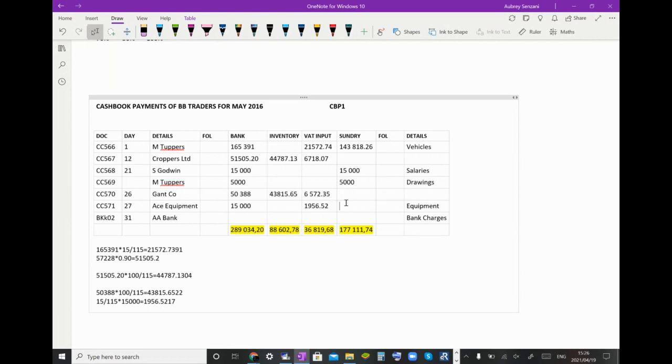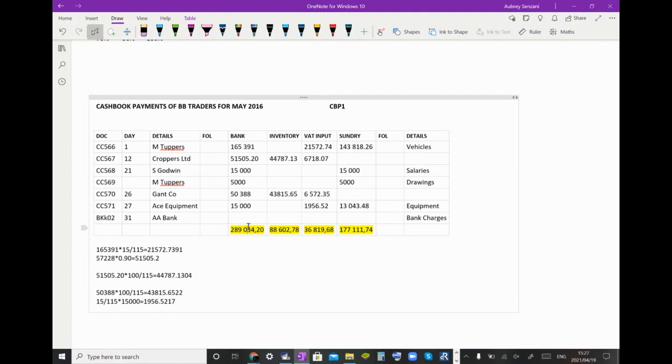No, I mean the VAT exclusive amount. Yes. Done. One more transaction there. Right, and that was for bank charges. So how much is the bank charges?